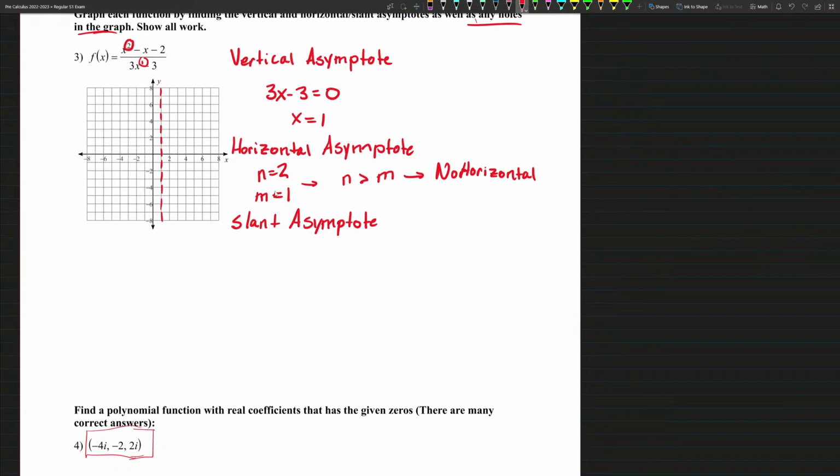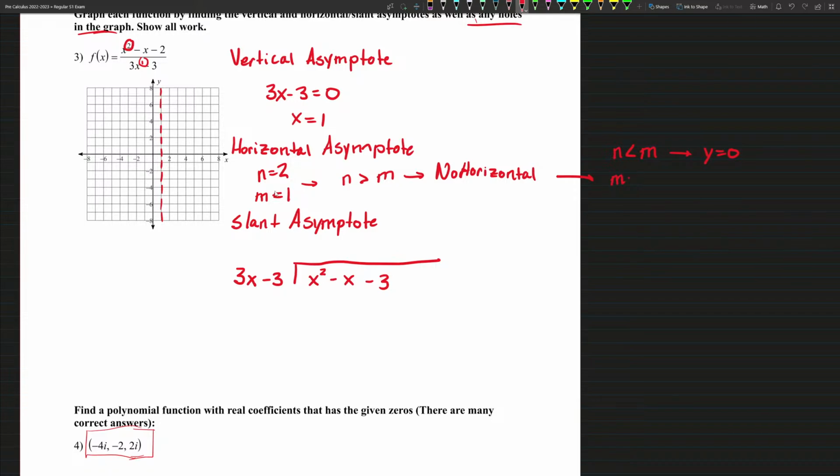In order to get a slant asymptote, we take our denominator and divide it into our numerator. And keep in mind, this is one of like 3 possibilities, so I'm going to write that before I do this. If n is less than m, so if the degree of our numerator is less than the degree of our denominator, this says that y equals 0 is a horizontal asymptote.